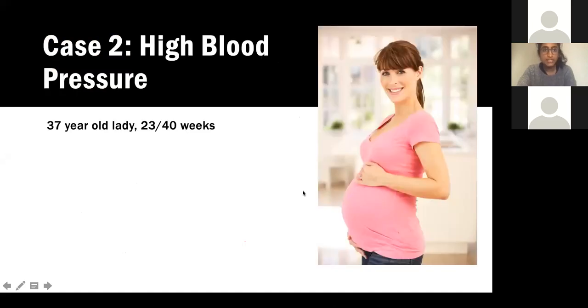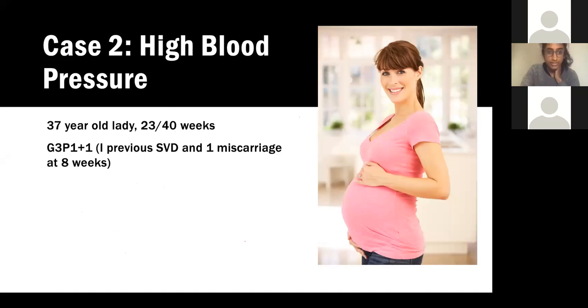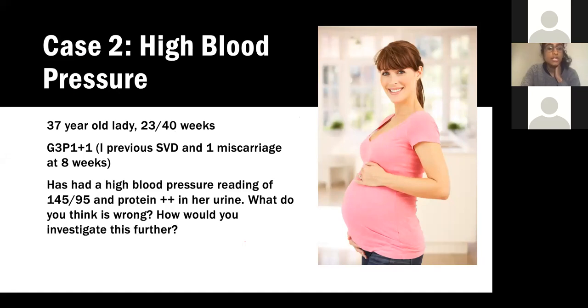Okay, so we'll go through a case of high blood pressure. You've got a 37-year-old lady, 23 weeks into her pregnancy. She's had one previous SVD and one miscarriage at 8 weeks. She's got a high blood pressure reading of 145 over 95, protein plus in her urine. What do we think is going on in her case?